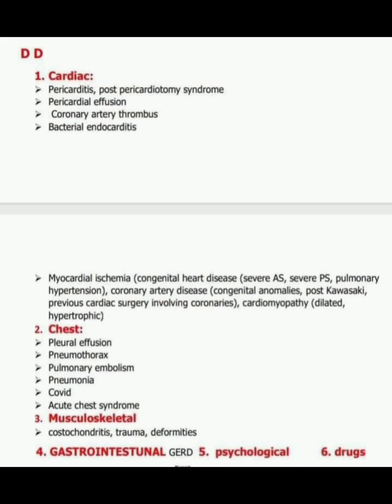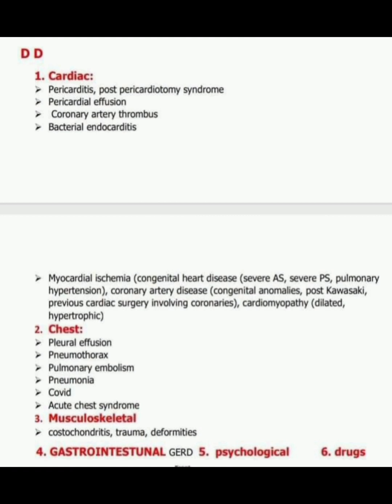What are the differential diagnoses of chest pain when we take a history? These are cardiac causes, chest causes, musculoskeletal and GIT, psychological and drugs. So cardiac causes including chest pain are pericarditis, post-pericardiotomy syndrome, pericardial effusion, coronary artery thrombus and bacterial endocarditis, myocardial ischemia, that is congenital heart disease, severe aortic stenosis, severe pulmonary stenosis, pulmonary hypertension, coronary artery disease, that is congenital anomalies, post-Kawasaki, previous cardiac surgery involving coronaries, cardiomyopathy, that is dilated, hypertrophic.